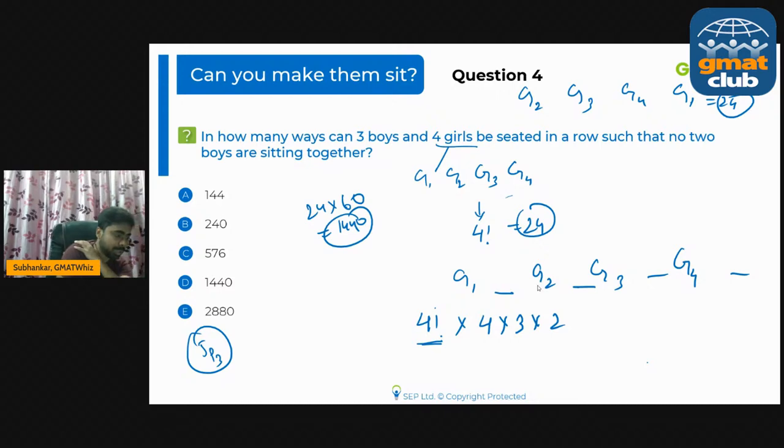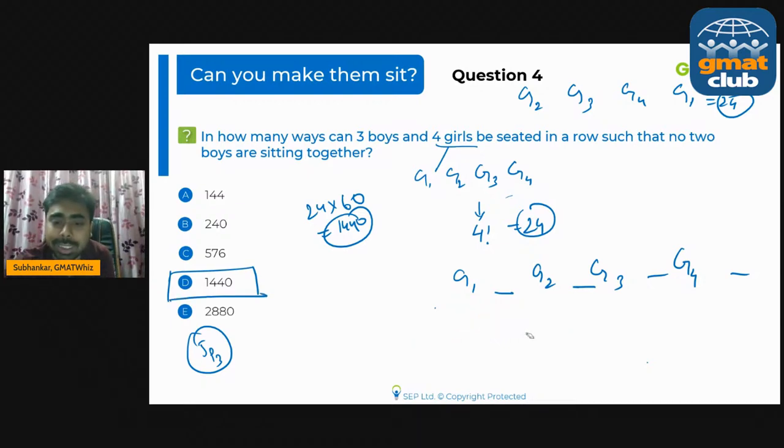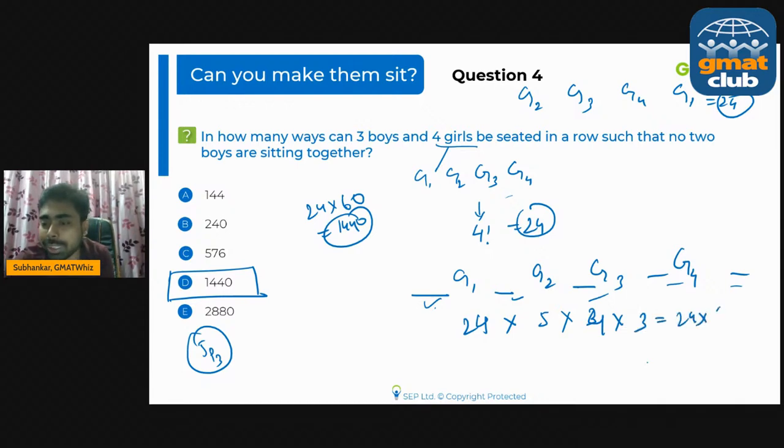Okay, so the answer is this, because you saw that we got the answer in this way, that the girls can be seated in 4 factorial ways, which is 24, and boys can be seated in 5 different places. But since we have 3 boys, first boy can sit in 5, then 4, then 3. Okay, so I get 24, and if I multiply it with 60, I get 1440. This will be my answer.